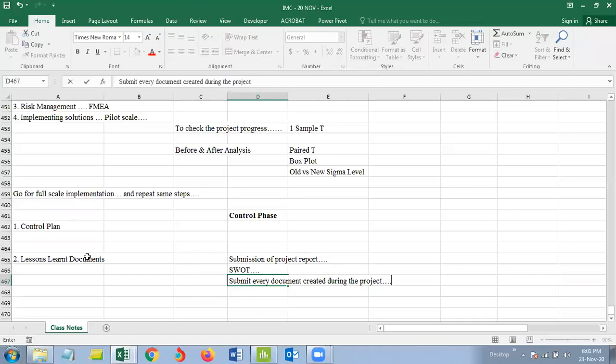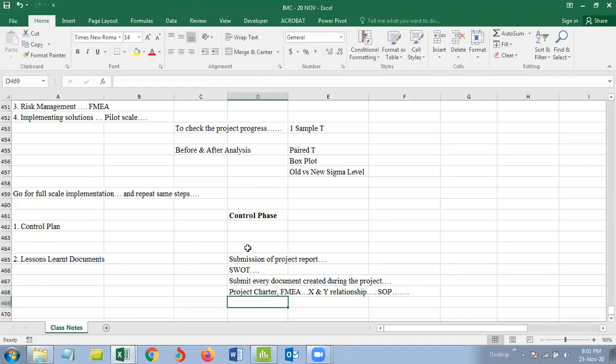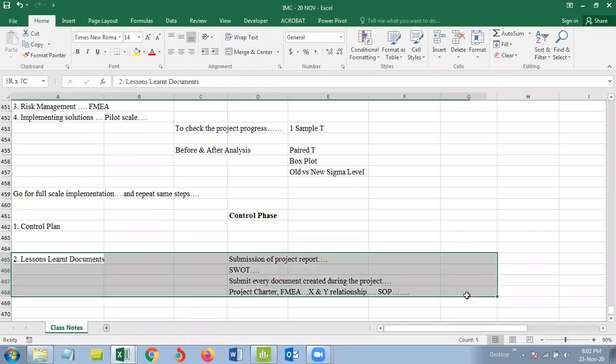Be it your project charter, be it your FMEA, the risk management plan, the X and Y relationship matrix, or for that matter any SOP document, standard operating procedure, any kind of document that you might have created, that will become a repository for the management for future projects. A lot of time will be saved because they can refer to these documents and use them for future projects. This is more like winding up and closing the project.